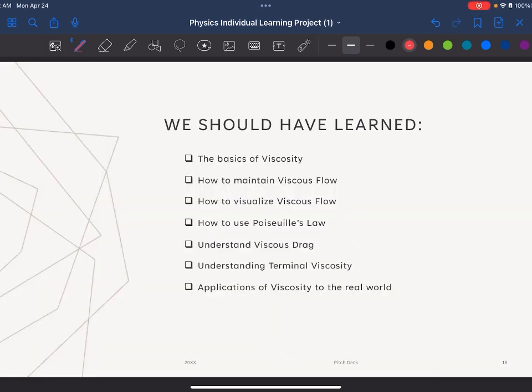So in this lecture, we went over the basics of viscosity, how to maintain a viscous flow, how to visualize that viscous flow, and then how to use Poiseuille's law, understanding viscous drag, understanding terminal velocity, and the applications of viscosity to the real world.